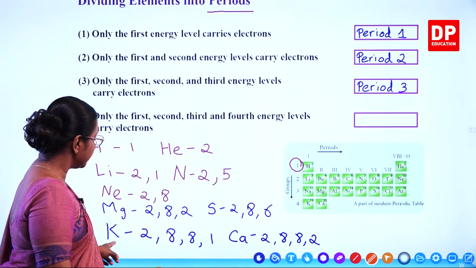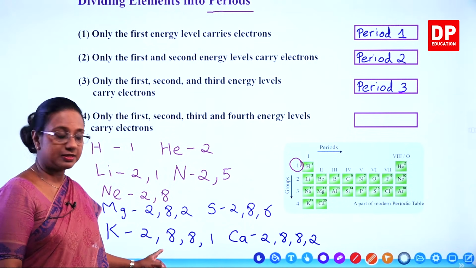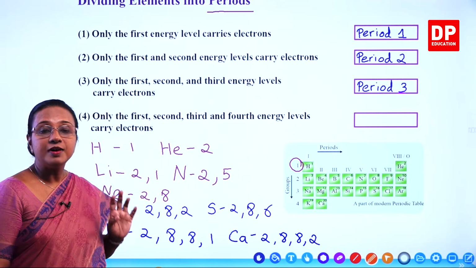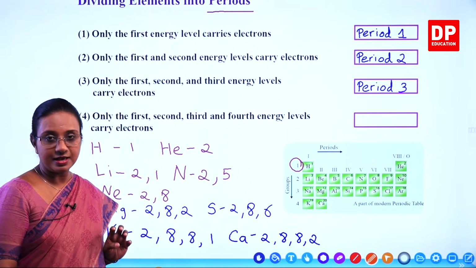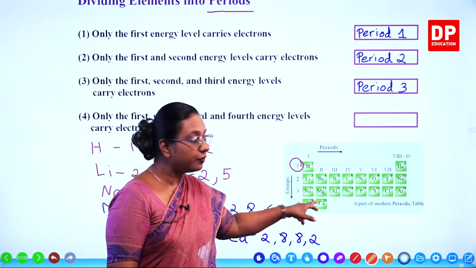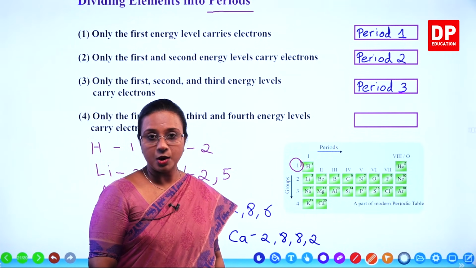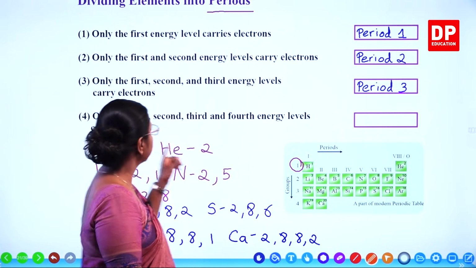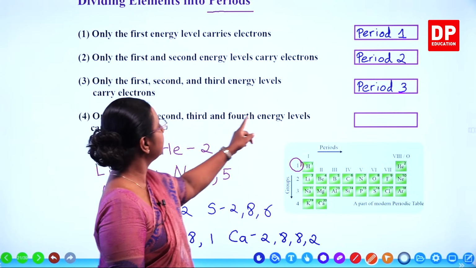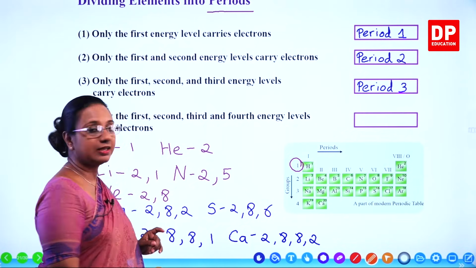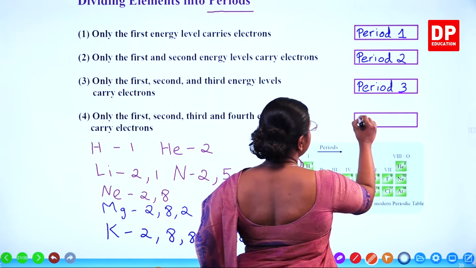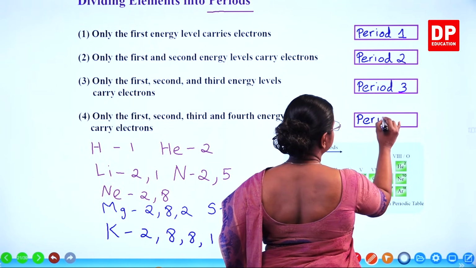You can see, students, in these two elements, electrons are present in the first 4 energy levels. So, therefore, they come in the fourth period of the periodic table. As you can see, only the first, second, third and fourth energy levels carry electrons. Then they go to period 4.